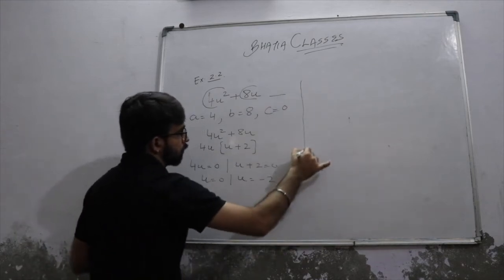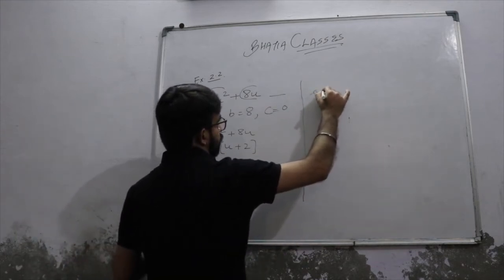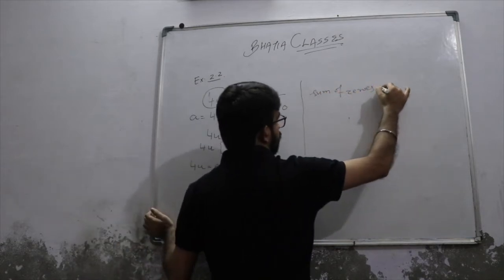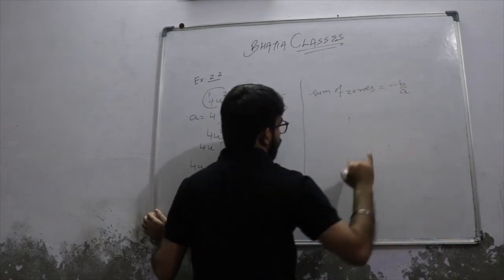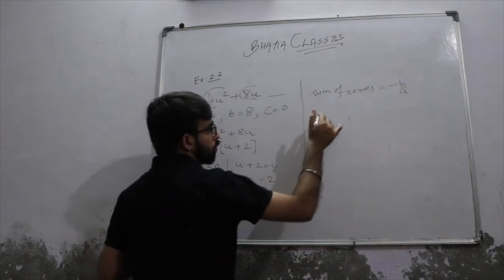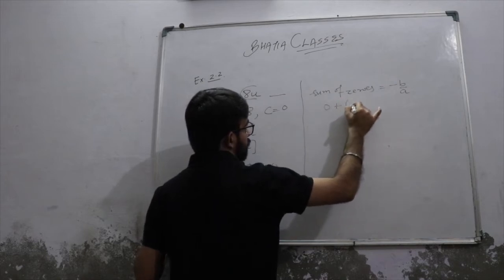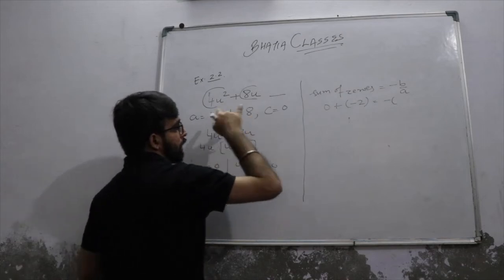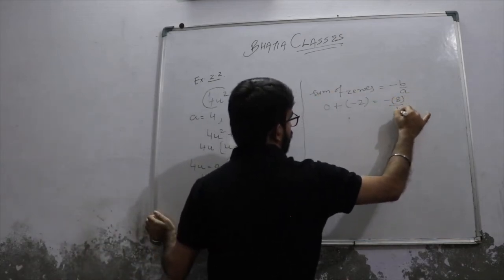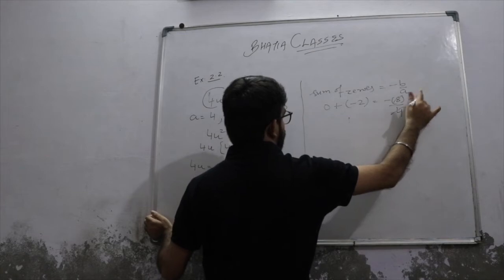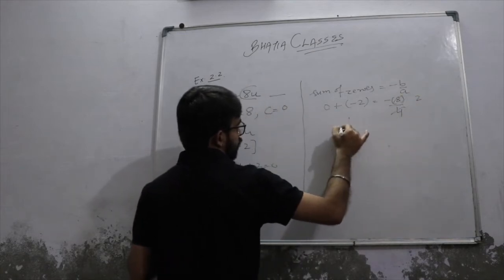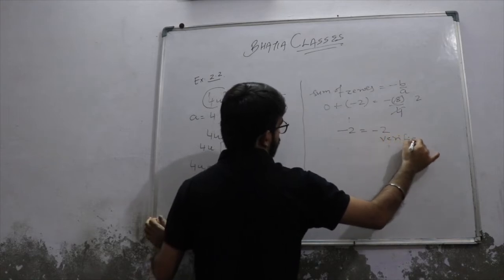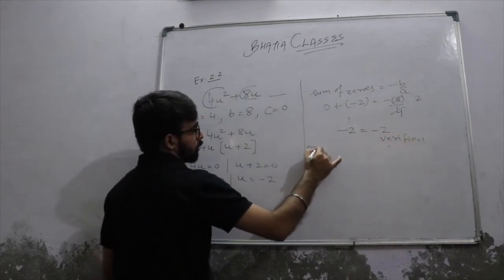Similarly, sum of zeros is equal to minus B by A. Zeros are 0 and minus 2. 0 plus minus 2 is equal to minus B by A, where B is 8 and A is 4, which is minus 2. 0 minus 2 is equal to minus 2. Verified.